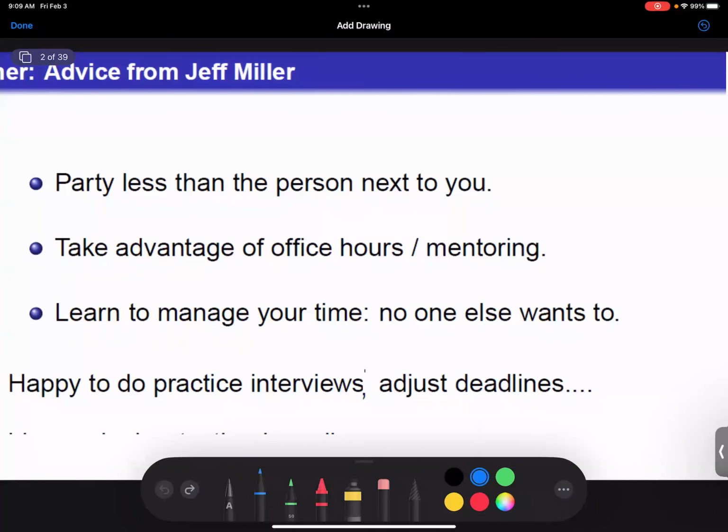Party less than the person next to you. If anybody's sitting by themselves, it's going to be a difficult semester. Take advantage of office hours and mentors. We have 2 TAs for this class who will be available consistently. First office hours for them will be Sunday at 8 o'clock.